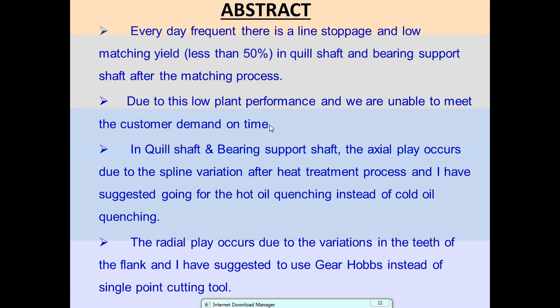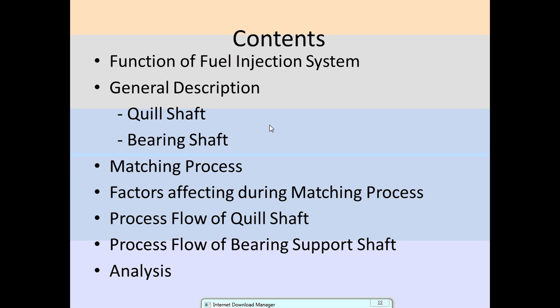Our abstract is that every day there is a line stoppage and low machining yield, less than 70%, in the quill shaft and bearing support shaft. So we have to increase that percentage so that we can fulfill the customer demand. Due to this low yield, we cannot meet the customer demand on time. So we have to give some method to increase productivity so that customer demand can be fulfilled and company productivity could be more.